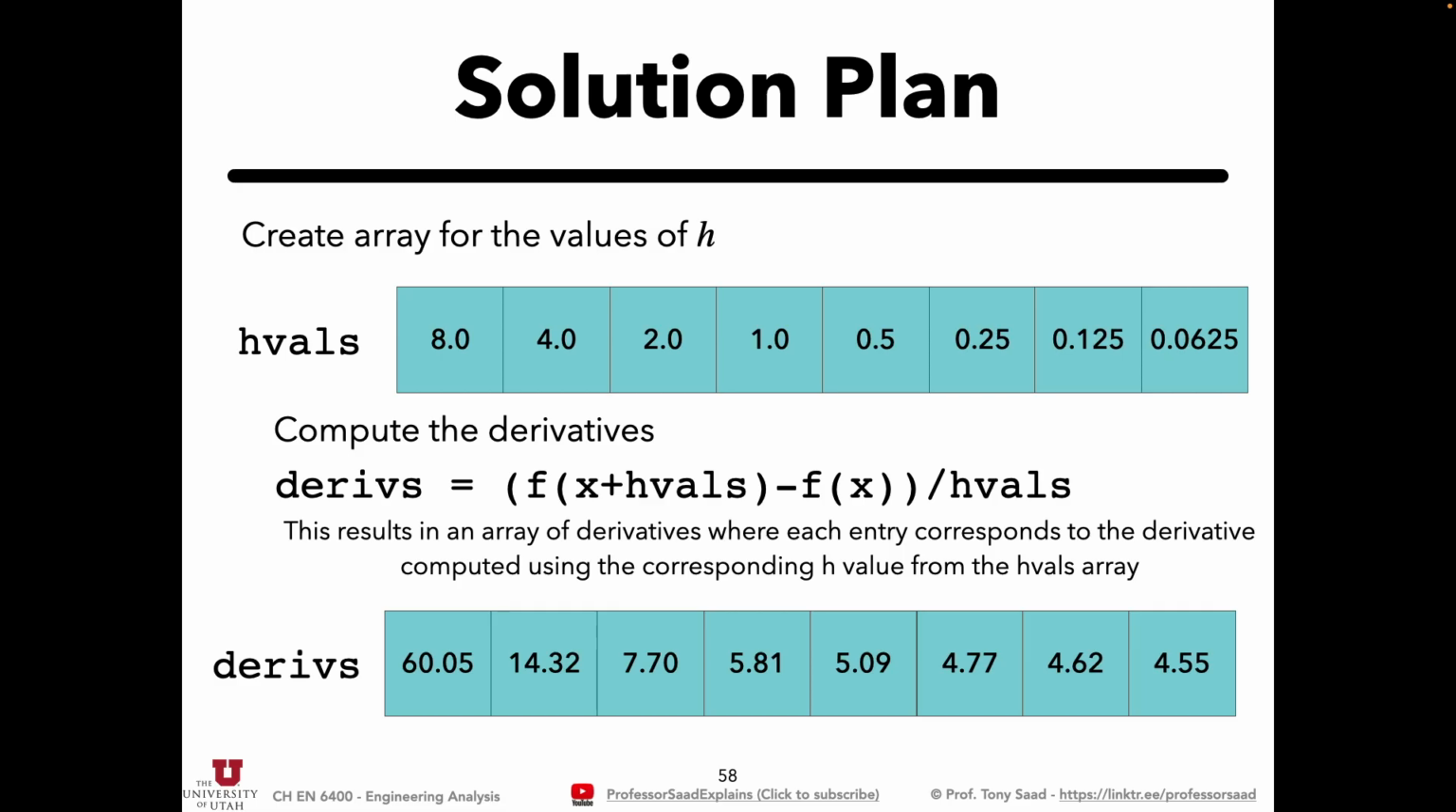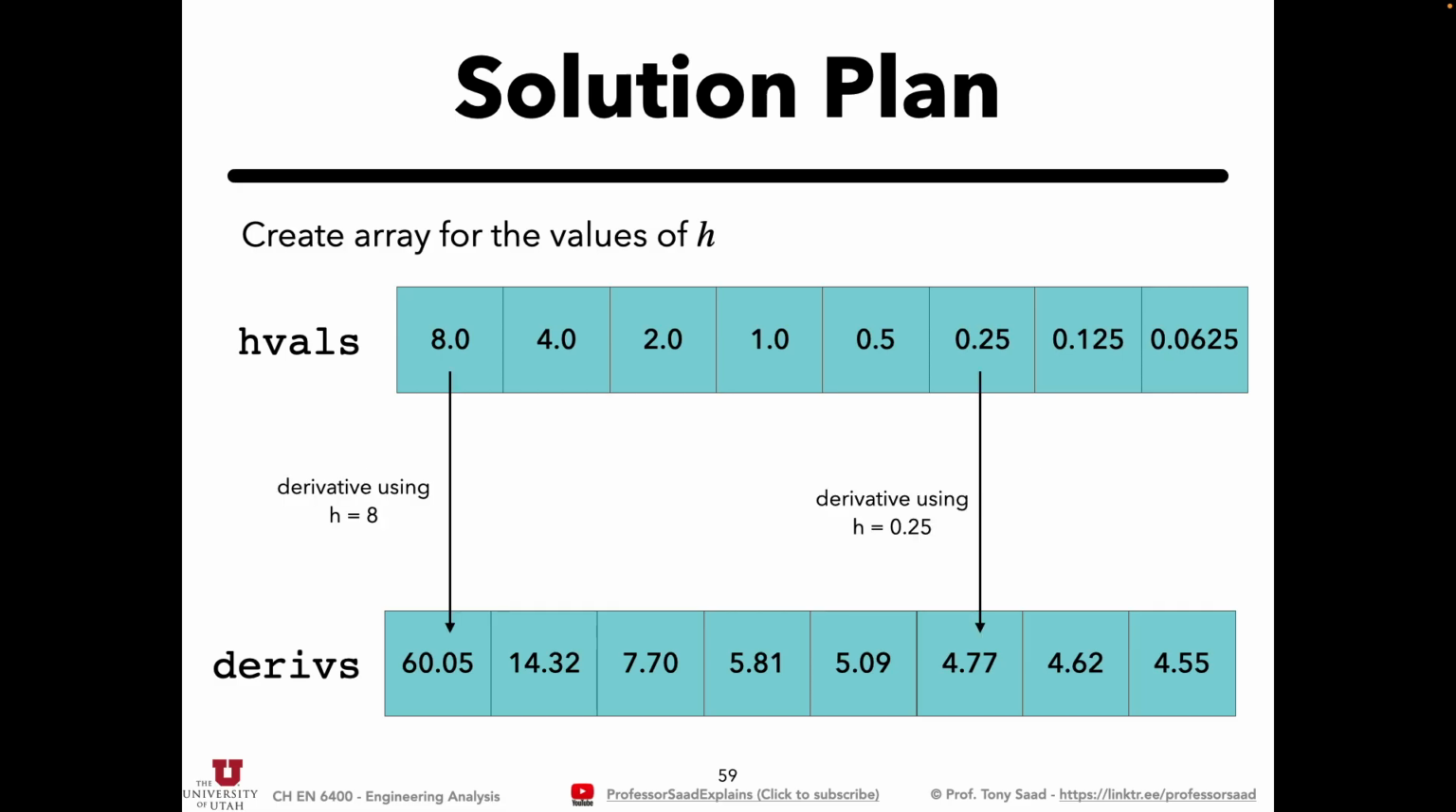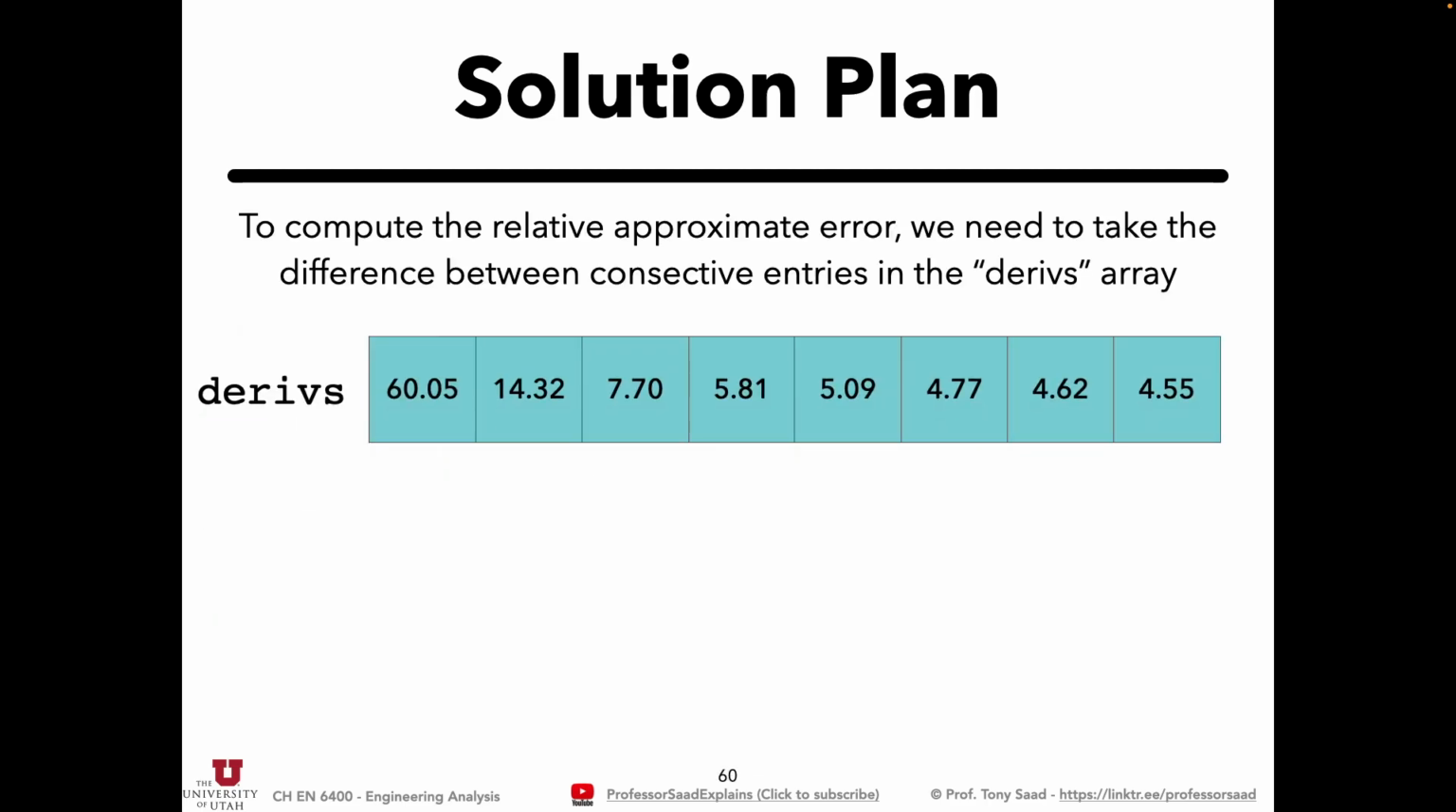In the code, that's where we left off. Agreed? We did the h values. We computed the derivatives. This is what we have. Now, I want to use slicing to compute the error. So this is what I just mentioned. To compute the relative approximate error, we need to take the difference between consecutive entries in the derivatives array.